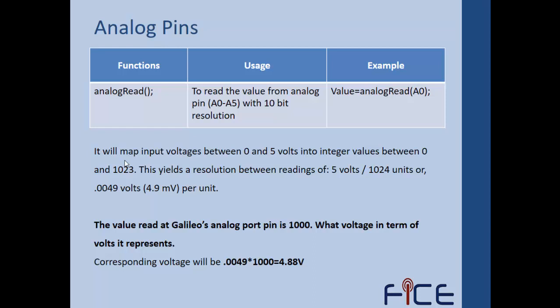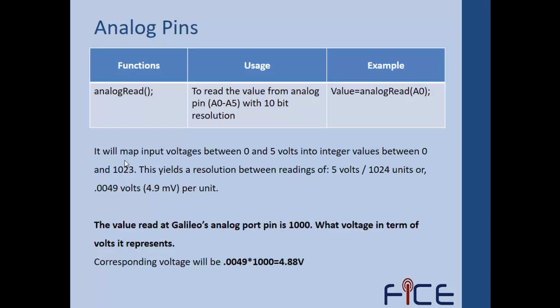So this yields a resolution between readings of 5 volts divided by 1024 units, because 2 raised to power 10, 1024 values will be there. So it will be 0.0049 volts or 4.9 millivolts per unit. So the value read at Galileo's analog port pin is 1000. What voltage in terms of volts does it represent?